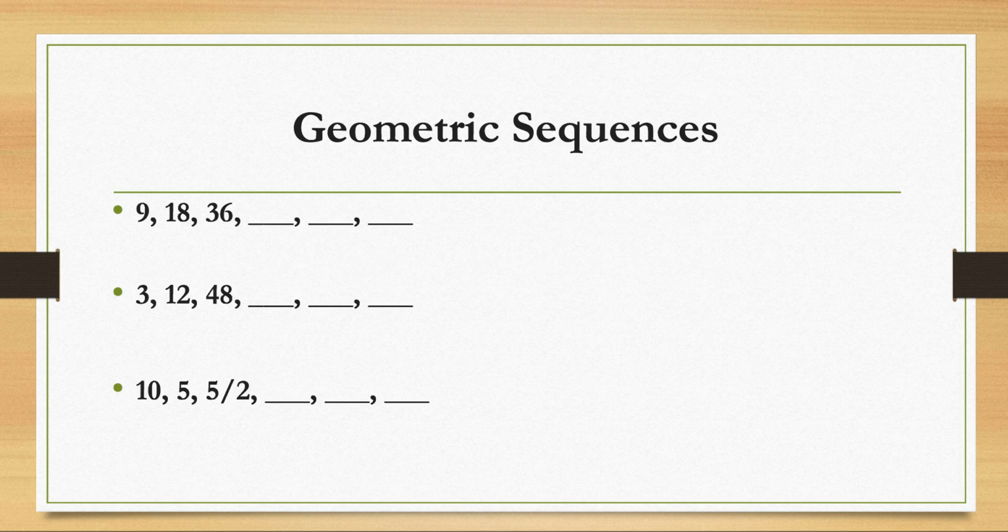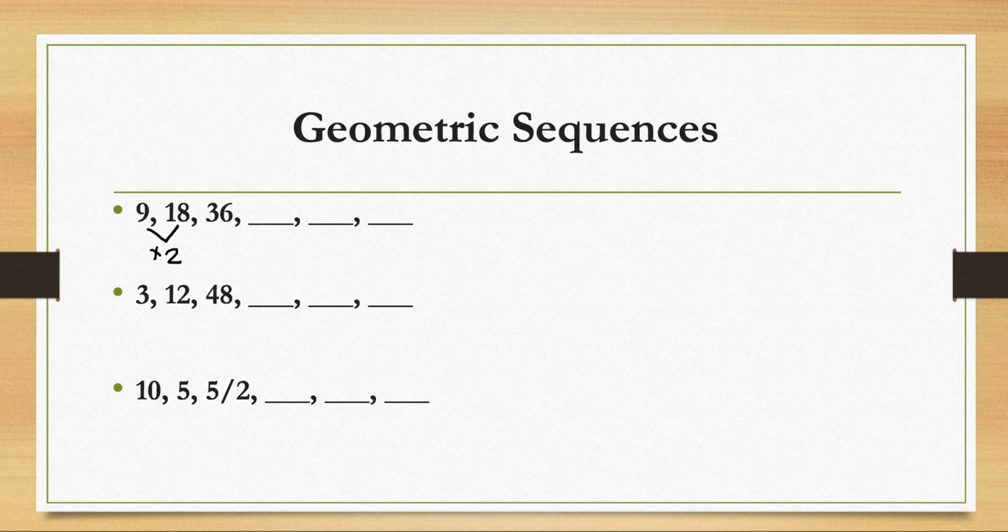So let's begin with one that starts with a 9 and moves to 18. Now you want to be thinking about multiplication or division. So how do we get from 9 to 18 if we're going to either multiply or divide? So this one is fairly easy, I think. We know that if we were to take 9 and multiply by 2, that we would get 18.